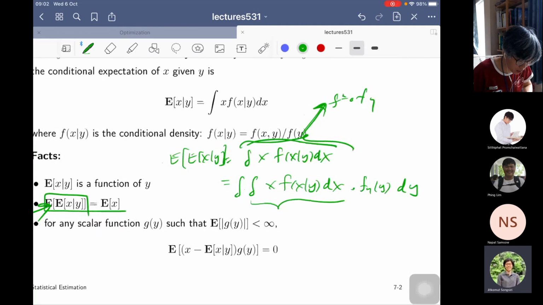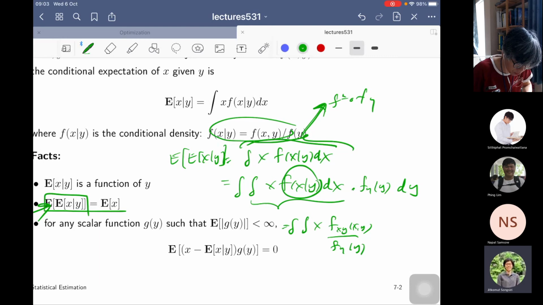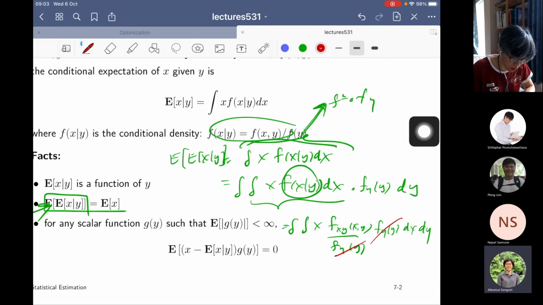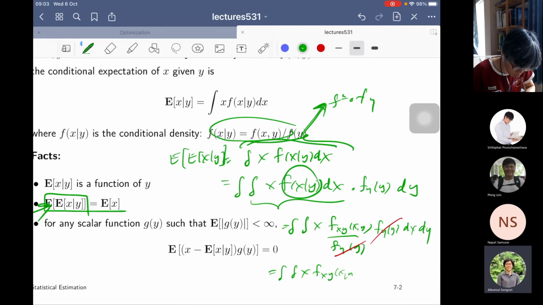But then, what's the connection between the conditional density and the joint and everything? I just plug it in. The conditional density is the joint divided by the marginal, right? And then these marginals of y are cancelled out. All right. And then if I can swap the order of integration, I will integrate with respect to y first.